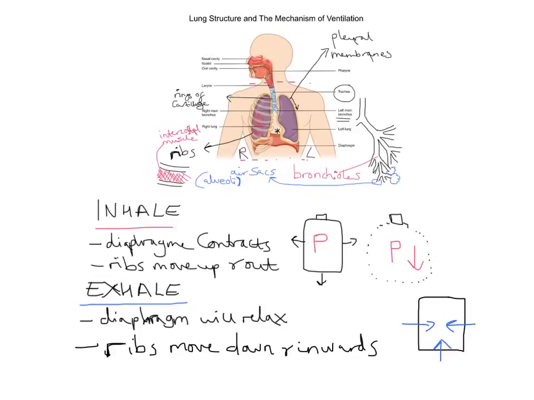When the volume of the thoracic cavity reduces, that massively increases the pressure. So now our pressure within the thoracic cavity increases. Our pressure rises because the volume has fallen. So now the pressure in the thoracic cavity is greater than atmospheric pressure, as in the pressure outside of the body.